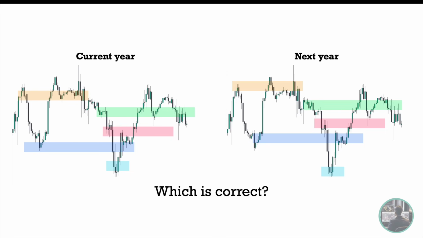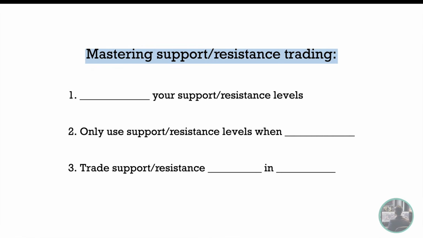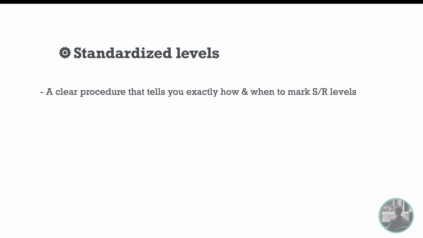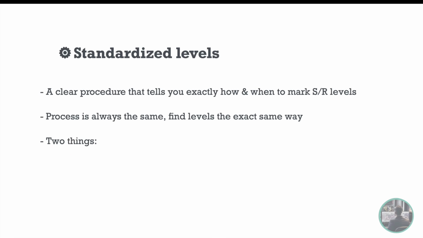So when it comes to mastering support and resistance, it just takes 3 steps. The first step to mastering support and resistance is to standardize your support and resistance levels. And what I mean by this is to have a clear procedure in place that tells you exactly how and when to mark support and resistance levels. That way your process is always the same, and you always mark your levels exactly the same way. Because you're probably looking at your chart and trying to find important areas, but you don't know how far back it matters. You don't know how many times it needs to be tested to be important, and which levels to prioritize. But standardizing your levels is quite simple.